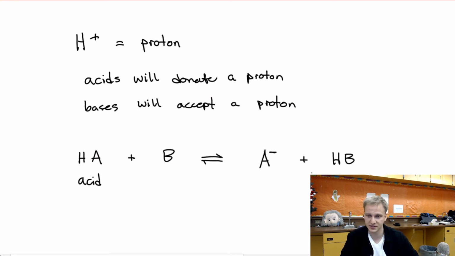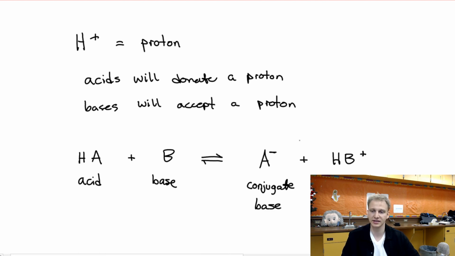And typically we'd see this have a negative charge, and this would gain a positive charge. The idea is that we're moving these protons around. So this is the base. And then on the other side, we give them the term conjugate, and I'll write the shorthand for that, which is just C-O-N-J. What was formerly an acid is now a conjugate base, and what was formerly a base is now a conjugate acid.